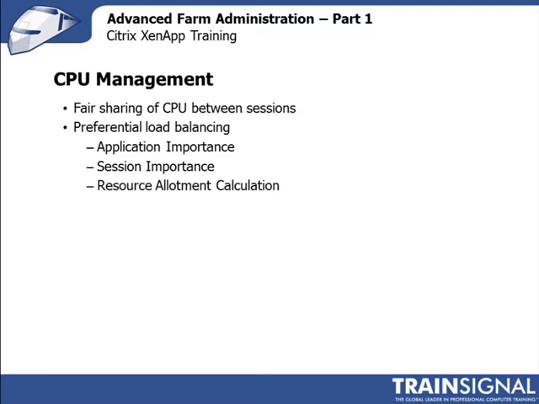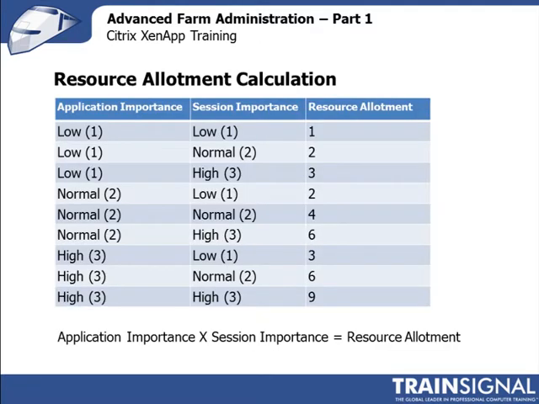What that means is we're going to base that on the application importance, and we're also going to base that on the session importance, and we're going to come up with a number. That number is going to determine the access to the CPU that that particular session and that particular application is going to get. Now let me show you a table here. This is how it's going to be determined. This is the resource allotment calculation.